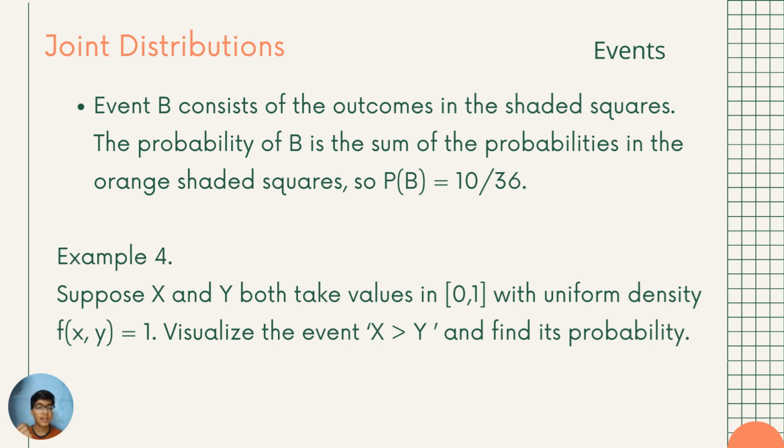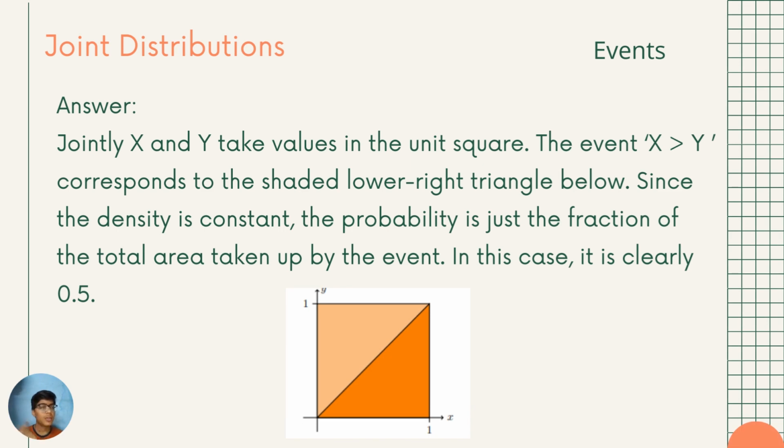Now, let's take another example. Suppose capital X and capital Y both take values in 0, 1 with uniform density, f of x comma y is equal to 1. Visualize the event capital X is greater than capital Y and find its probability. So the answer would be, jointly capital X and capital Y take values in the unit square. The event capital X greater than capital Y corresponds to the shaded lower right triangle below. Since the density is constant, the probability is just the fraction of the total area taken up by the event. In this case, it is clearly 0.5.